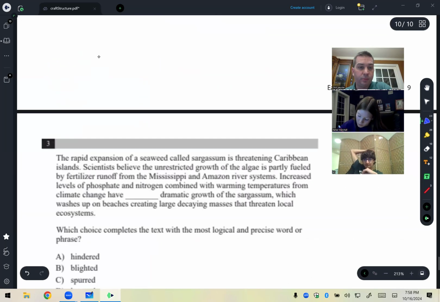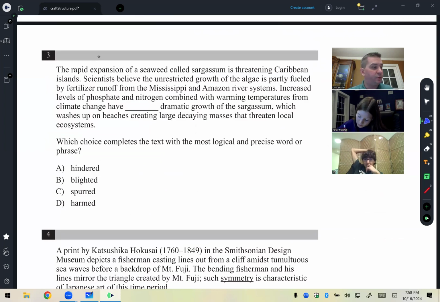Okay. So that was a purpose question. Here we have another fill in the blank question. I'm just going to do these last 3, and then we'll try some book ones with our remaining time.